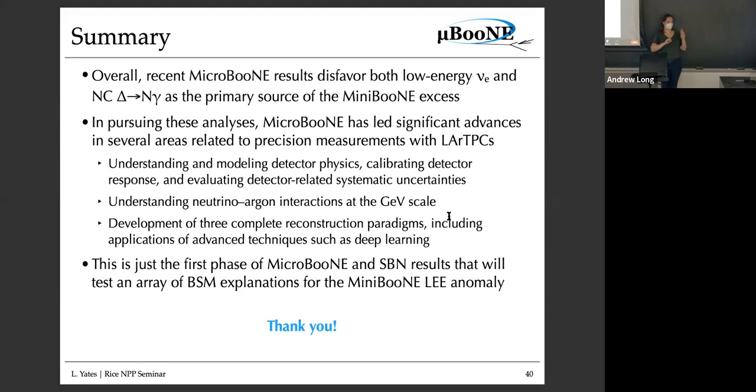So the main ones that are important at MicroBooNE energies are what we call 2p2h, so the neutrino effectively scatters off a nucleon pair instead of a single nucleon, or resonance interactions where you have some resonance that's excited that produces multiple final state particles. Yeah, did that answer your question? Yes.